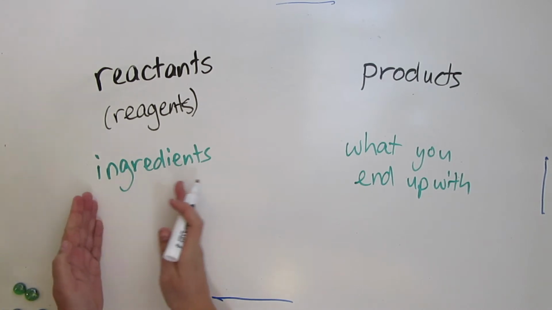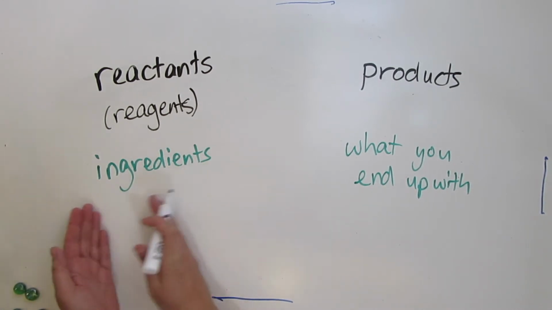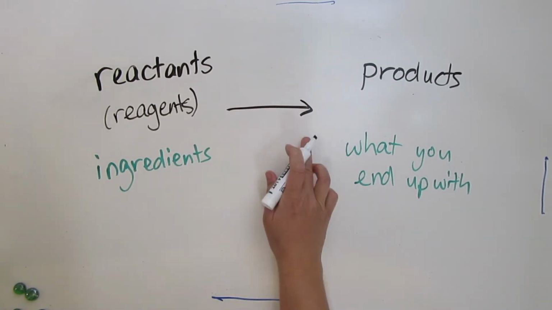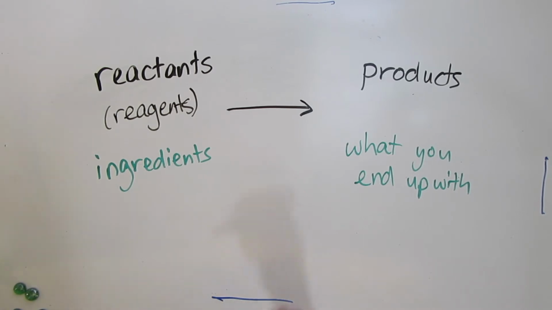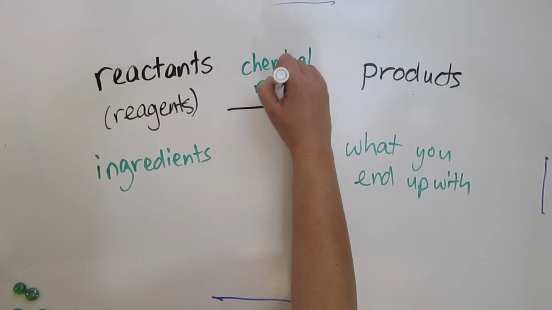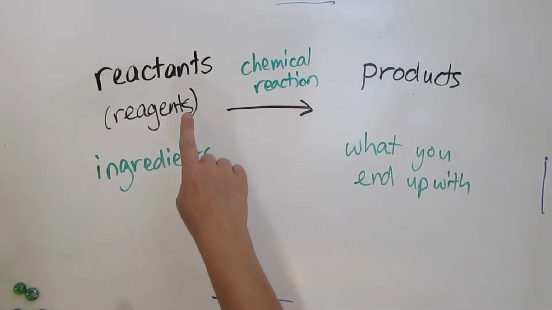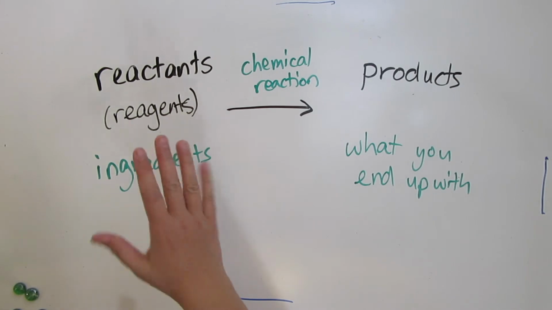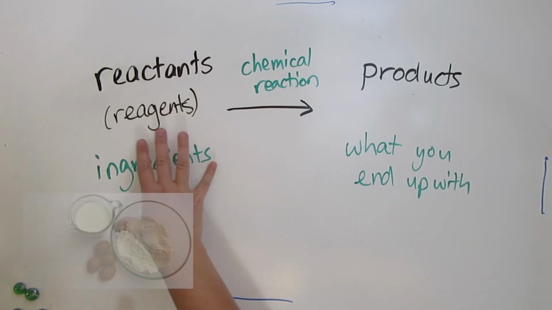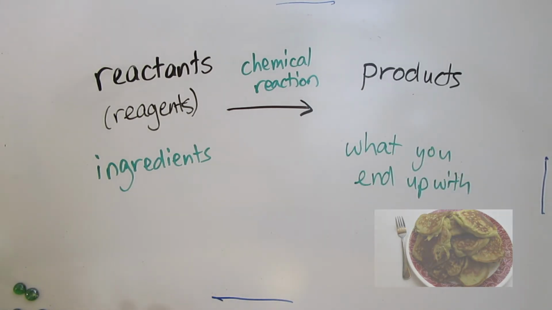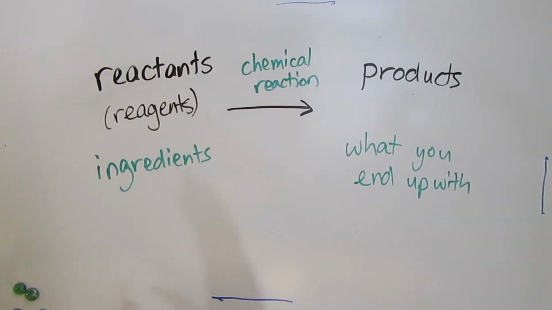So we're going to put all of our ingredients or reactants on this side of the reaction, and we're going to put an arrow, and this arrow symbolizes the chemical reaction that happens, that turns these reactants into the products. So you could think of this even with cooking, right? Your reactants are milk, flour, eggs. Chemical reaction turns it into pancakes. So with that said, let's look at a chemical reaction.